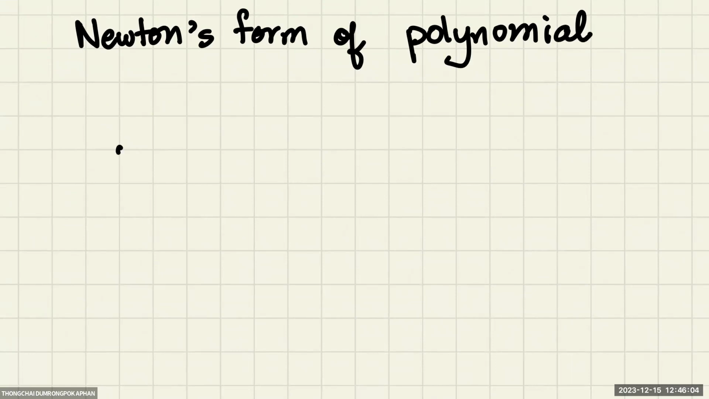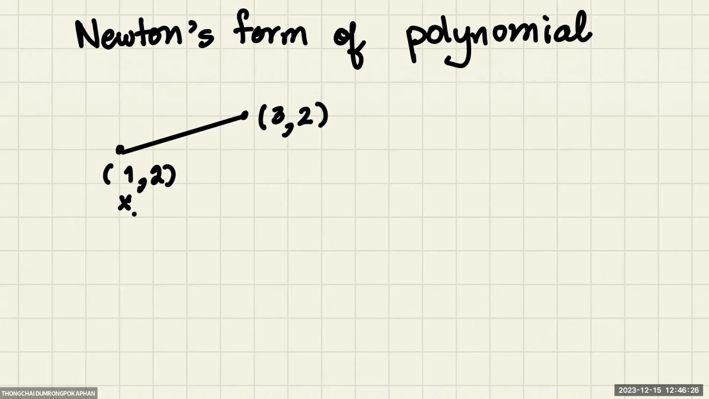So let's see. I have 2 points. I find the straight line that connects these 2 points, okay? So let me say that this is 1, this is 2, this is 3, and 2, maybe like this. Okay, I call them X0, Y0, X1, Y1.